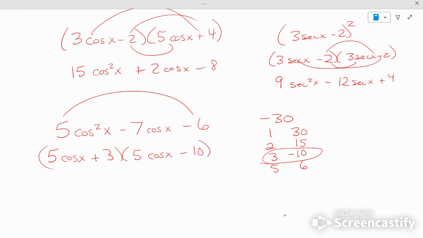You just drop the power on this and you write this thing the same way, but dropping the power as the first term of each. And then these two, we have a plus 3 and a minus 10. So that's how we get that. And now divide by the greatest common factor. What's the greatest common factor of these two? 1. What's the greatest common factor of these two? 5. So you get 5 cosine of x plus 3 and cosine of x minus 2.